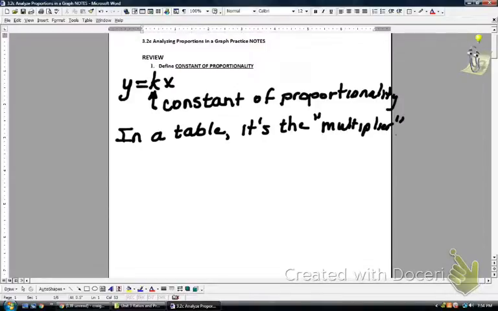All right, so I've written the equation y equals k times x, where k is the constant of proportionality. And I've explained to you that next year in algebra you will use that equation a lot. And then k, constant of proportionality, is also slope. And then in the table it's the multiplier, so it's what you multiply x by to get y, which is how it ties into the equation.